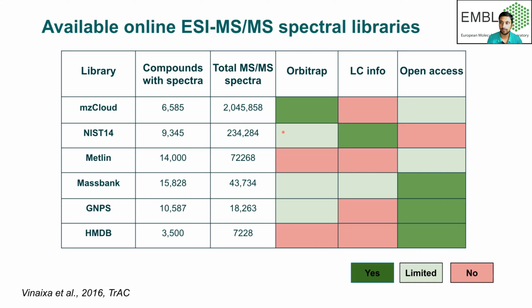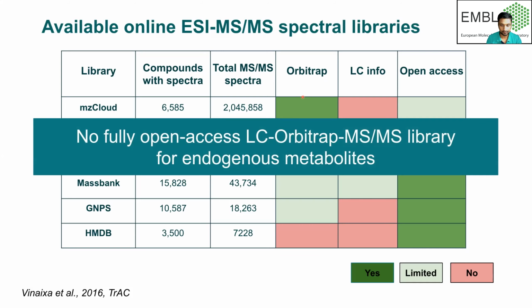Ideally, as I showed in the levels of identification, you need a retention time match and an MSMS match. So it's important to have both LC and MSMS information. But none of these libraries provide us LC and Orbitrap MSMS information, which we require for our lab.